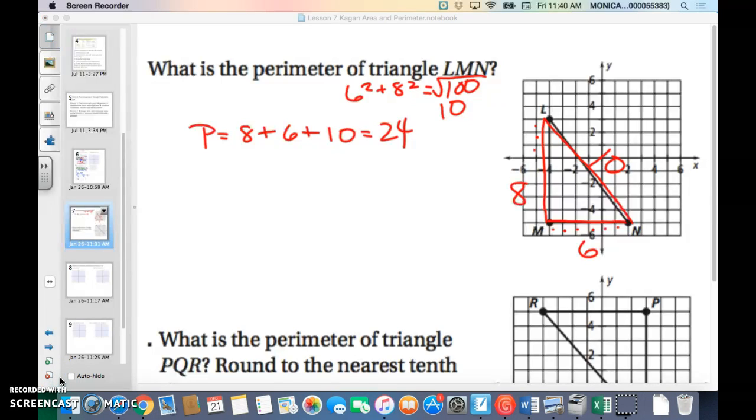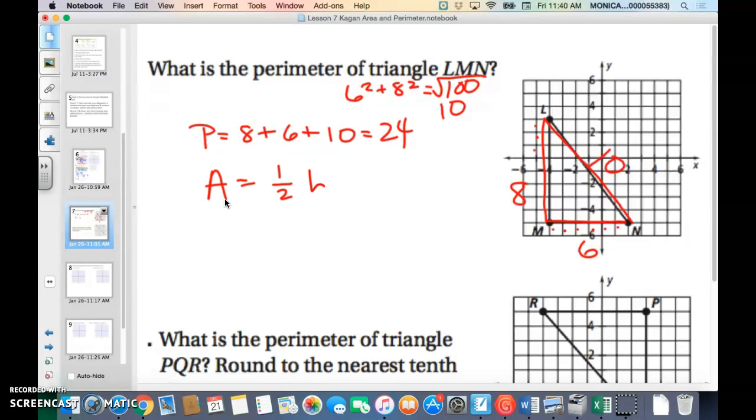Say we wanted to find the area of this triangle. Well, the formula for area of a triangle is 1/2 base times height. So you would just use the 6 and the 8 because the 6 is the base, the 8 is the height. So area would equal 1/2 8 times 6, which actually you end up with the same thing, which is 24. Because 8 times 6 is 48 divided by 2. All right, you do the next one on your own.